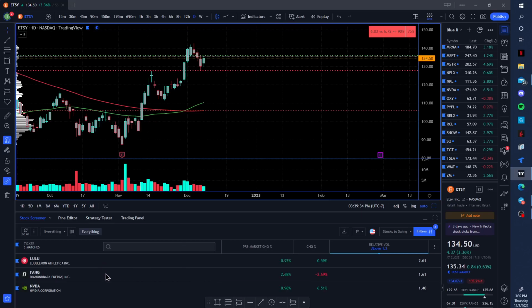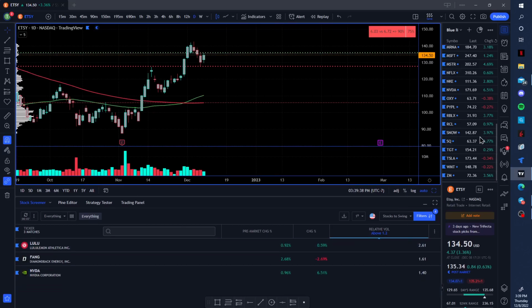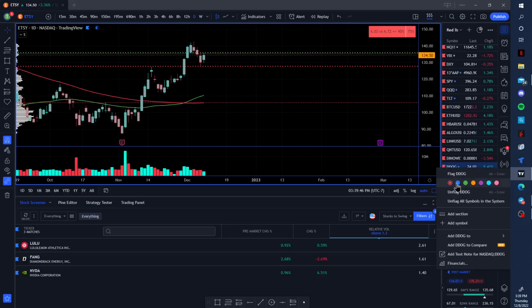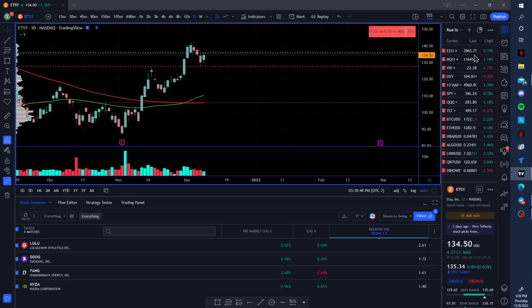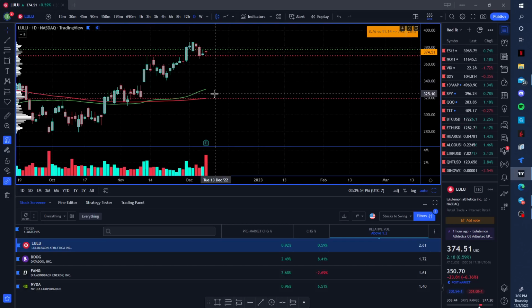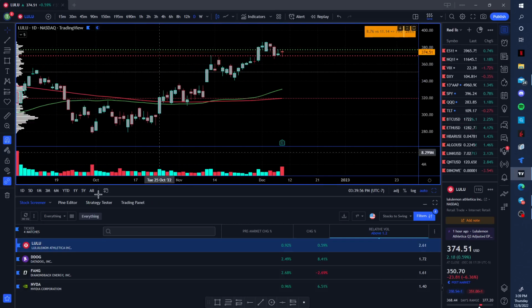We have Lulu, Fang, and Nvidia. I thought there was one more. I know what happened. I already placed a trade and it's on my red list now. Let me go back to blue here. So out of my blue list, I have four stocks. Lulu was one. They had earnings, so we didn't like them. I'm not going to take a lot on earnings.